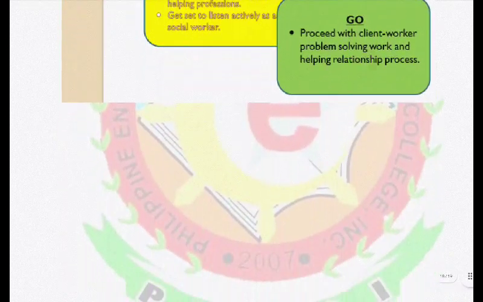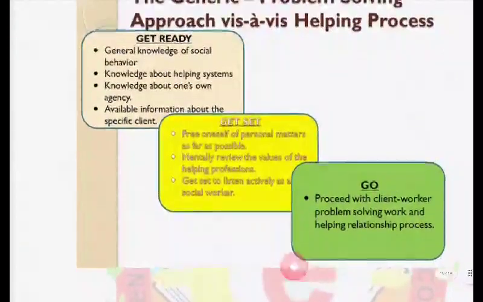Let's go. Okay, so yun lang po, and this is the end of our week 8.